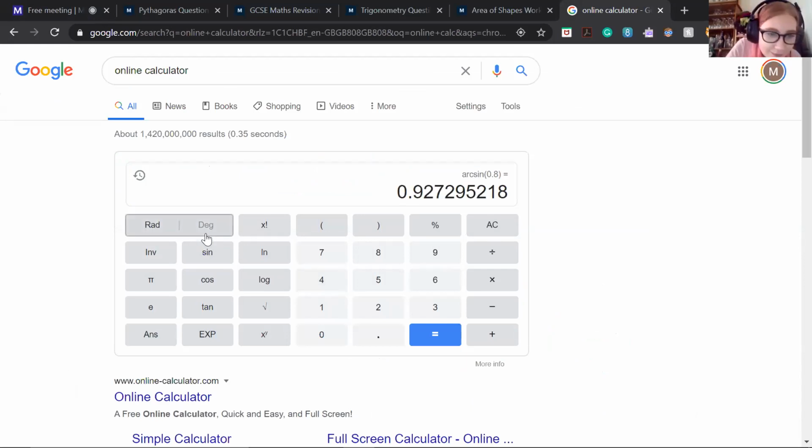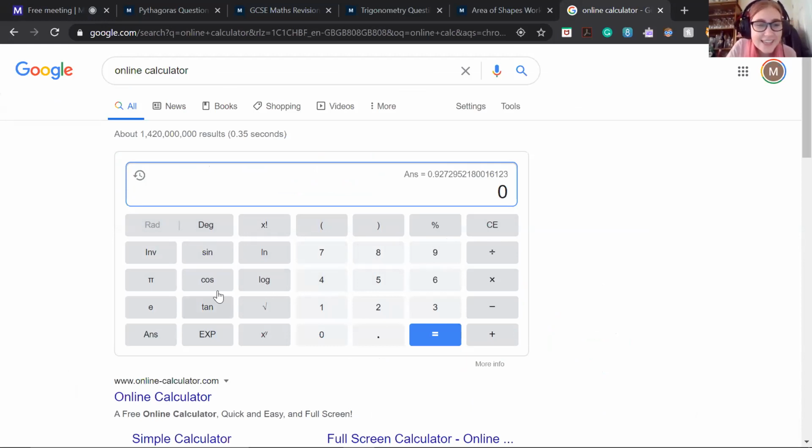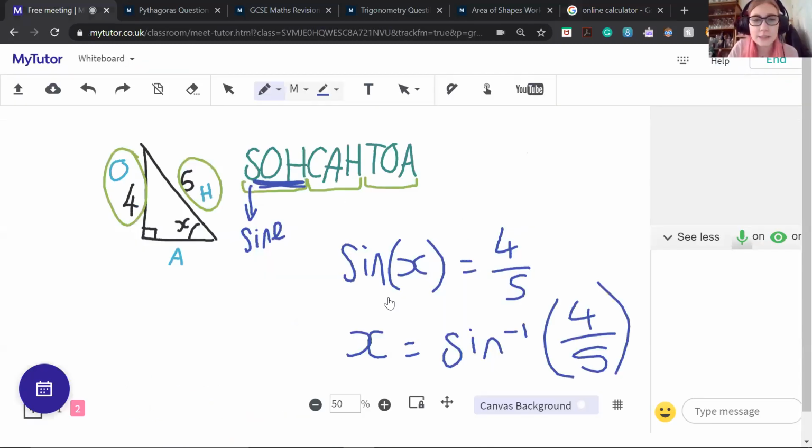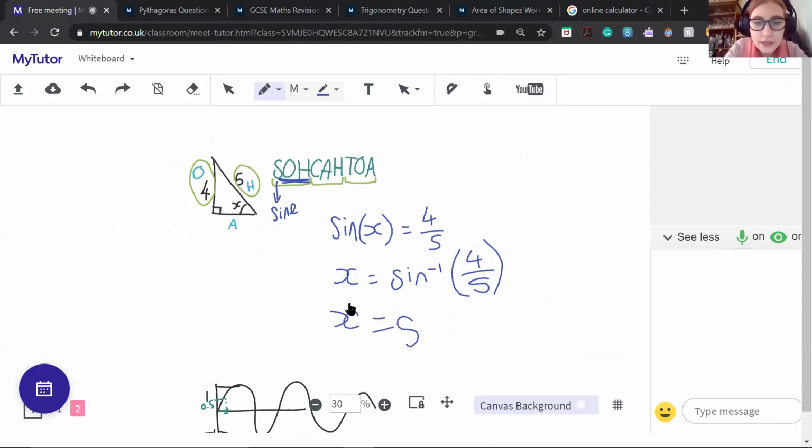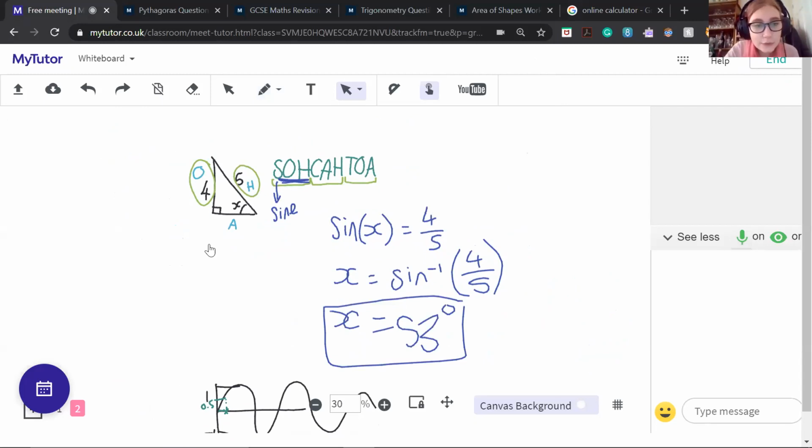Oh, no, it's not. I did the same thing yesterday. I have to switch it to degrees. There you go, it's this. So 53.13 degrees, or just 53 if we're doing it to one decimal place. So x equals 53 degrees. And again, just looking at this, we can see that that's sensible, because that looks like 53 degrees there.